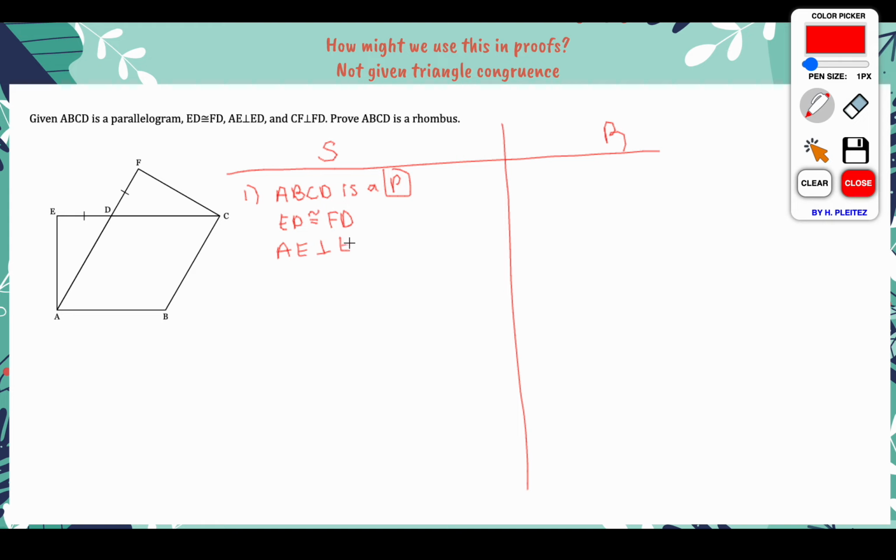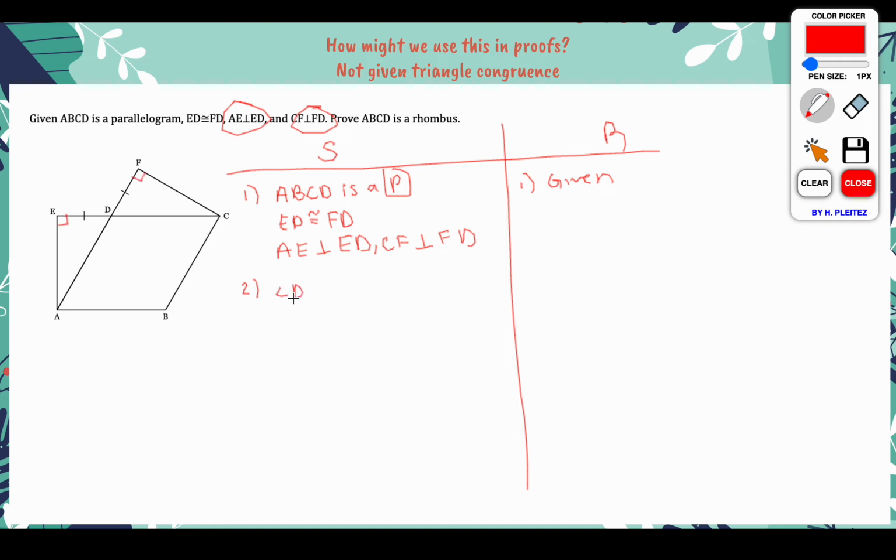AE is perpendicular to ED. And CF is perpendicular to FD. Now, don't forget, I'm going to get this out of the way right now. Do not forget that when you're given something about perpendicular lines, you need to have two statements and reasons automatically. And the first thing that comes with that is naming the right angles.